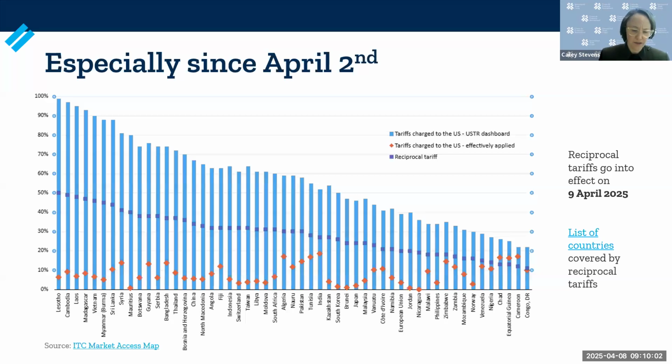Now, importantly, the countries that are going to be hit with the highest tariffs in the US market are least developed countries. So we have Lesotho, Cambodia, Laos, Madagascar, we have earthquake hit Myanmar. And so the US is really penalizing the countries with which it has the largest trade deficits, and those countries are often least developed countries and developing countries. And then importantly, these tariffs will go into effect tomorrow. Here you have a link to the list of countries covered by the reciprocal tariffs, but we will see that again when we move to Market Access Map.